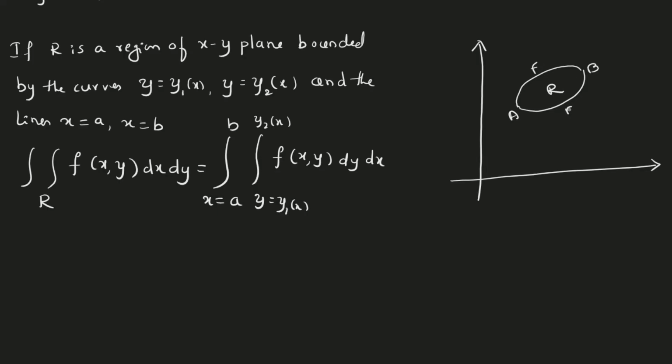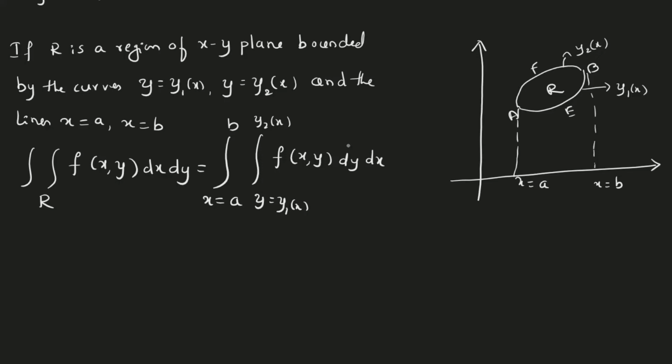This is F. This is E. Here it is x equal to a and x equal to b, two lines. Now in this AFB, this is y equal to y1 of x, which we have written as the lower limit. So in the graph, this lower part represents y1 of x. Now y2 of x, the upper limit, is this.